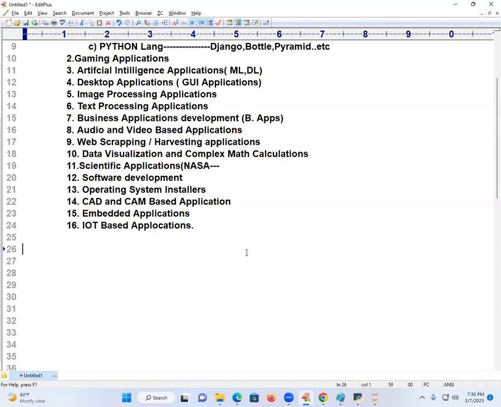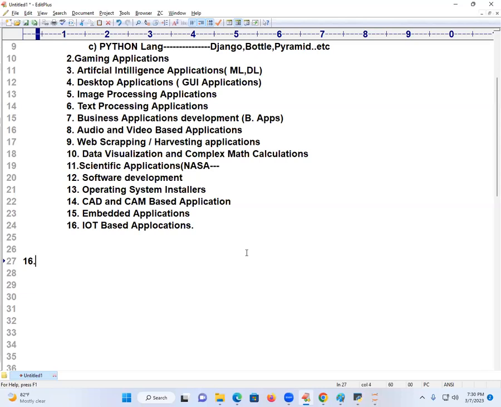In the coming 30 years, only Python will be there. Other languages, people are frustrated with writing lines and lines of code. They are already gone. That type of intelligence is not there nowadays. They are looking for less coding and more meaningful applications. That's why Python is becoming the first choice programming language in the software industry.